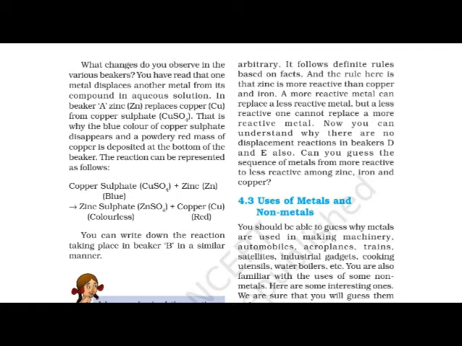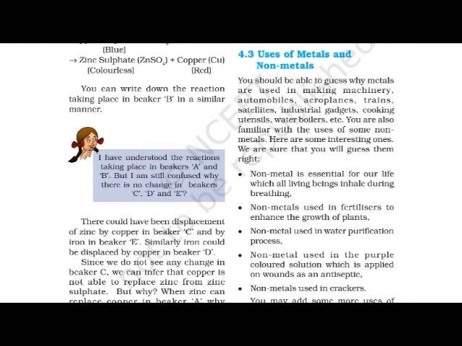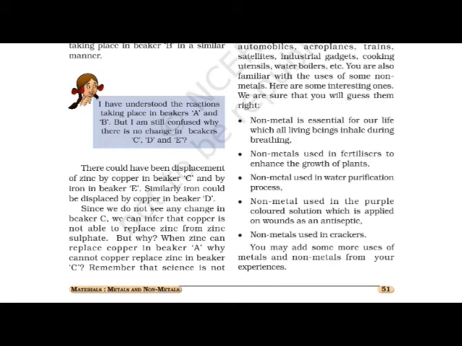Then non-metals are used in the purple colored solution which is applied on wounds as an antiseptic. Whenever we get injured, or get a little injury, whatever antiseptic is applied on the skin, on the wound, that purple colored solution is also made from a non-metal. Non-metals are also used in crackers. We mostly like crackers, and these crackers are made from non-metals.